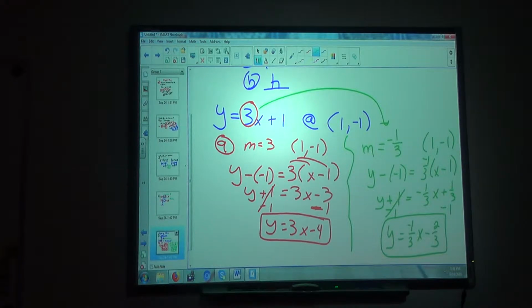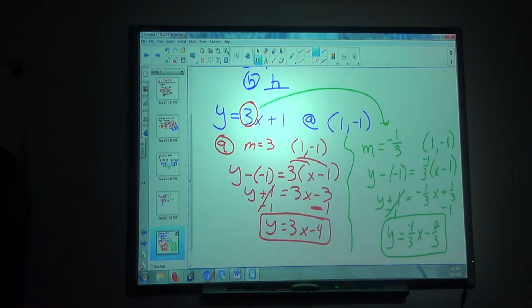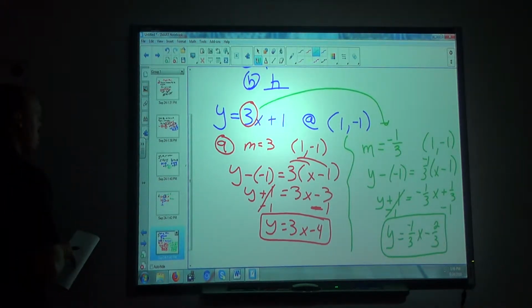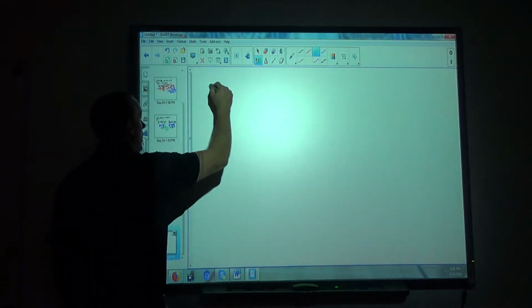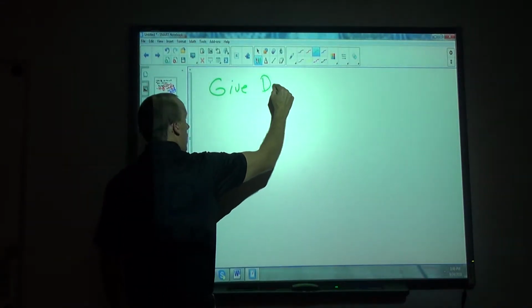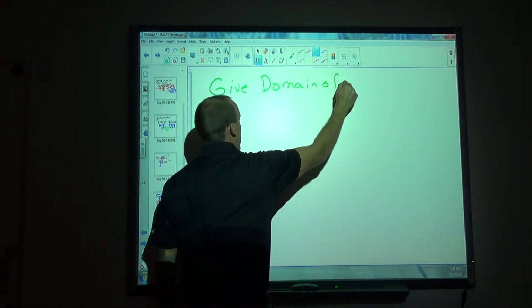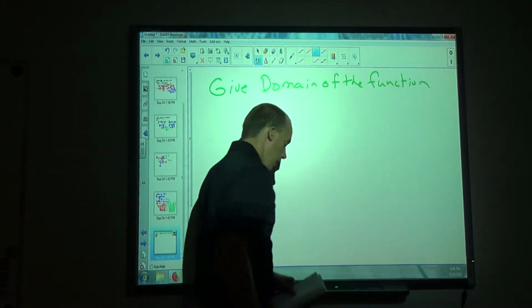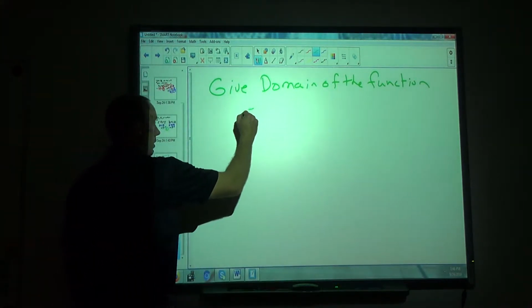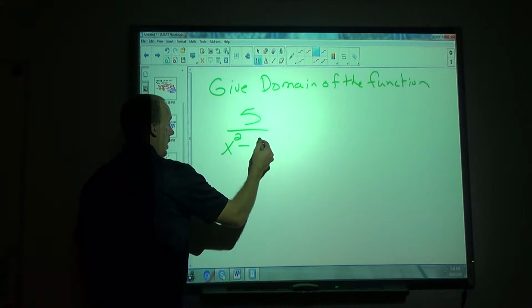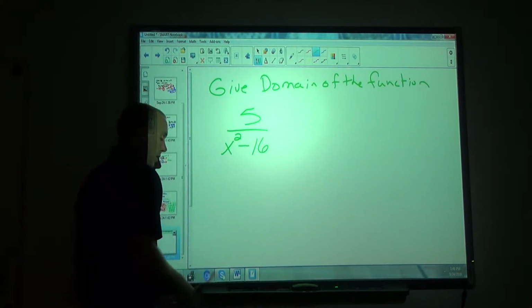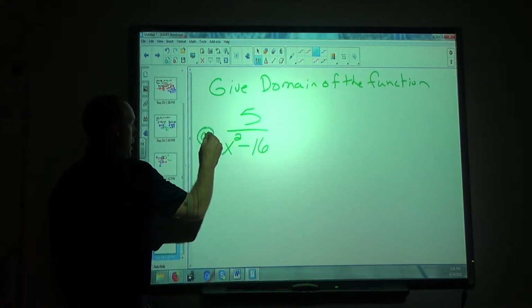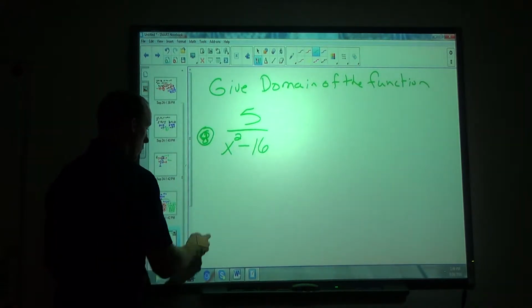Questions on that? Is that right? Yeah. All right. Next two problems will say give the domain of the function. So give the domain of the function. Is this number 8? Yeah, I think so. So there's question 8, and then we'll go to question 9.